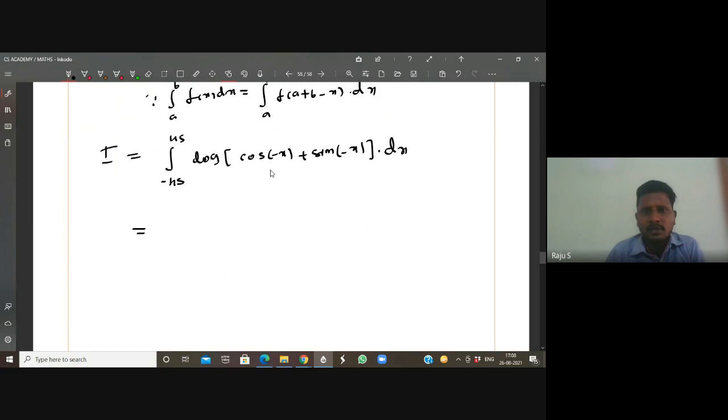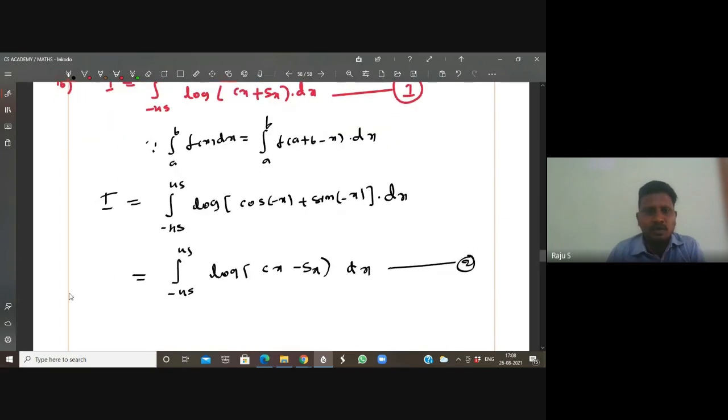So this is clearly cos of minus theta is plus cos theta. Integral from minus 45 to plus 45, log of cos x minus sin x dx. Let us take this as 2. Adding 1 and 2, I plus I on the left side is 2I, equal to the integral from minus 45 to plus 45, which is common. In the first one, log of cos x plus sin x plus log of cos x minus sin x. So the log a plus log b formula.